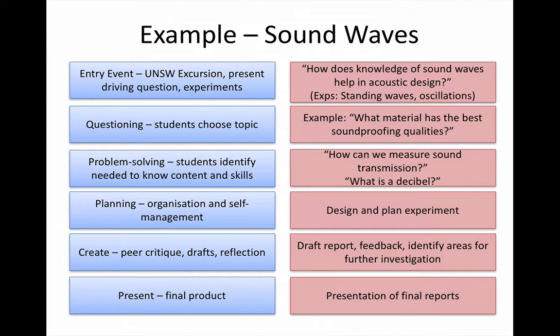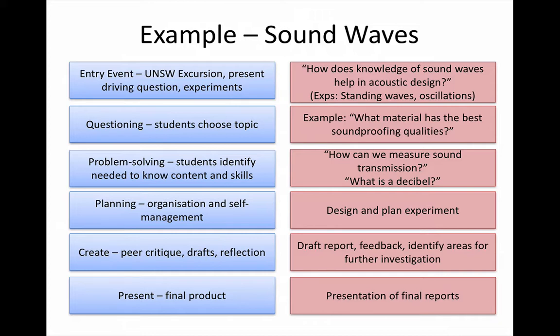Groups can choose a particular research topic like, what material has the best soundproofing qualities, or what materials reflect sound the best. They can then identify things they need to know, like how do we measure sound levels, and what is a decibel. Students have to analyse the problem as a team. They research and then plan and carry out an experiment to test different materials. Finally, they write a report describing the process and summarising their results.